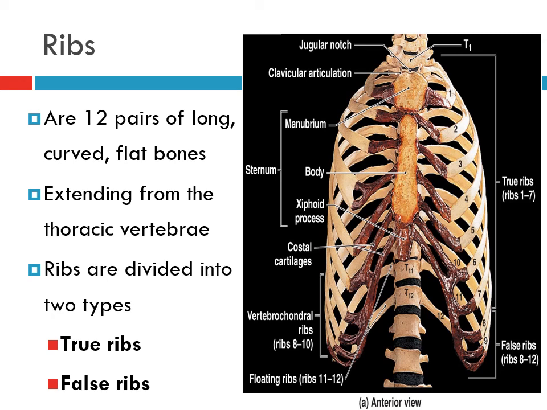You have 12 pairs of ribs for a total of 24 ribs. Ribs are flat bones. They extend from the thoracic vertebrae anteriorly to the sternum or the cartilages that enter the sternum. There are two types of ribs, true ribs and false ribs. The true ribs are ribs 1 through 7, and the false ribs are ribs 8 through 12.